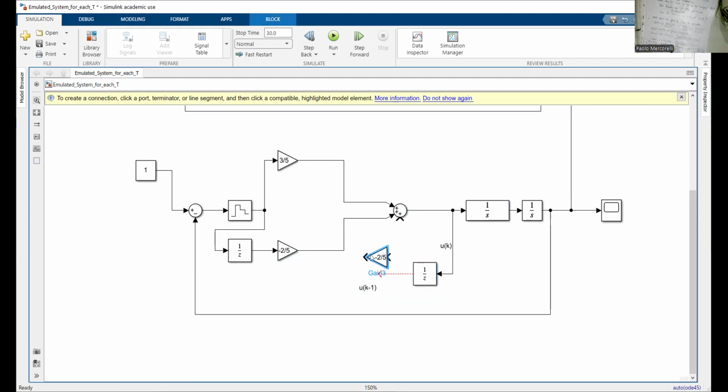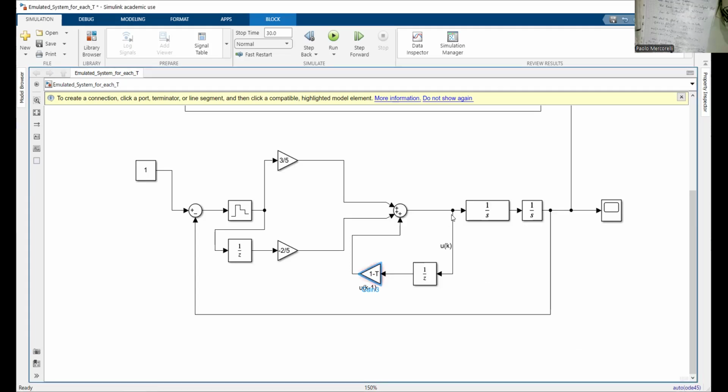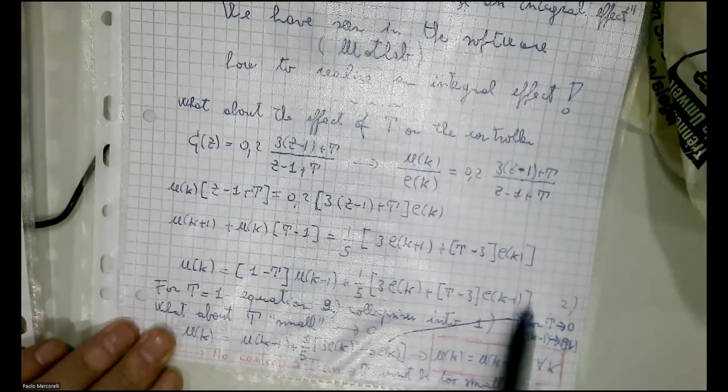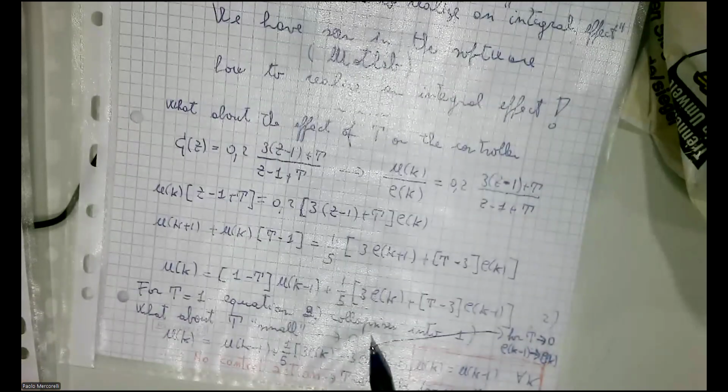Invert. And now here inside, I will write 1 minus t. Basically, if I have a u of k, here I have a u of k minus 1. u of k minus 1 is multiplied by 1 minus t in order to realize what? This here. Now, this is enough to modify what I have. Look at this.